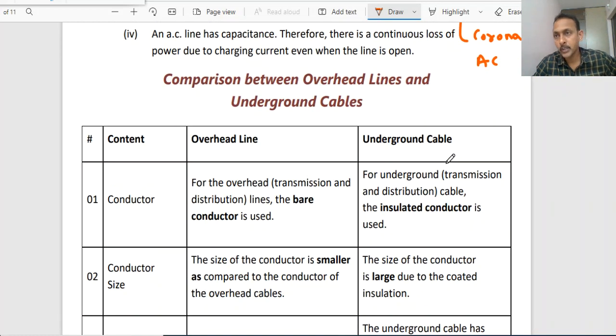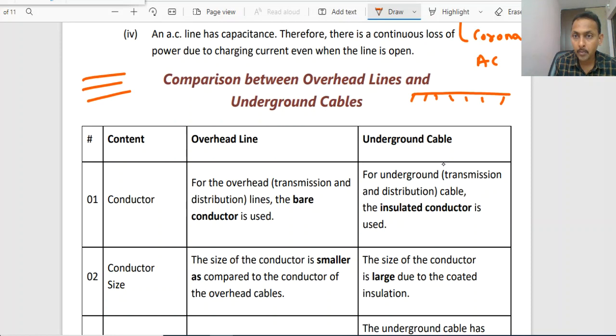Okay, dear students, once it is decided whether we have to go for AC or DC, the next question arises whether the power is to be transmitted using towers in the form of overhead lines or underground cables, laying the cables underground. Which one would be better or preferred?